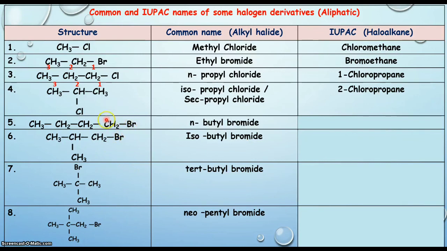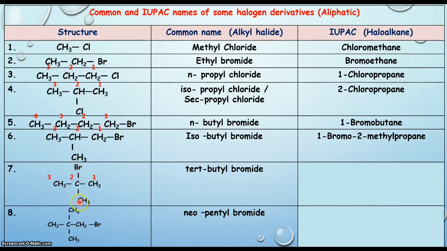This is very easy now. Bromine is bonded to this carbon atom, that will be numbered 1 carbon atom. The name of this structure is 1-bromobutane. Here again this carbon will be carbon number 1. In this, bromine is bonded to the first carbon atom and a methyl group is bonded to the second carbon atom. The IUPAC name of this compound is 1-bromo-2-methyl propane.